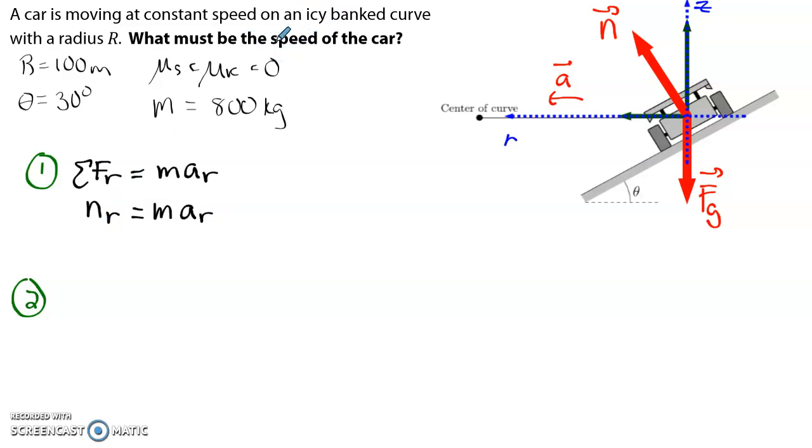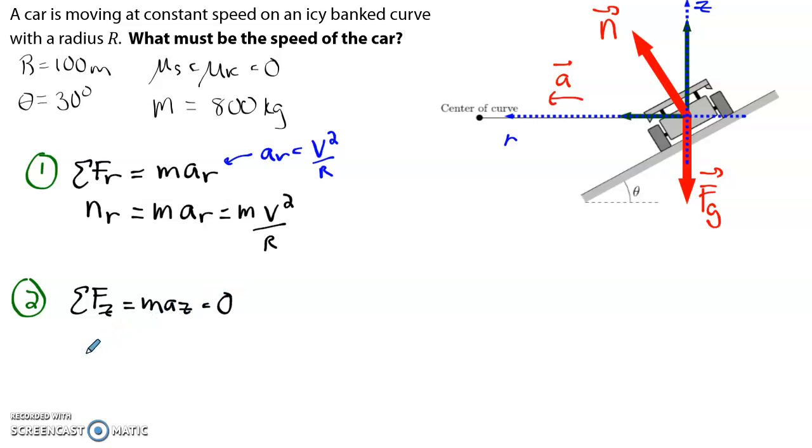The question is asking about the speed, so we know that the speed should come into the equation at some point. And where we'll get the speed is really through this quantity a_r, because we know that the centripetal acceleration for circular motion is just equal to v squared divided by the radius. So we can use this in the equation, and we get that in here we'll have m v squared divided by the radius. The other equation is describing what's going on on the z-axis. We have, as we said, that the sum of forces on z is equal to m a_z, and since there's no acceleration on the z-axis, that was 0, and we got that Nz was equal to Fg.